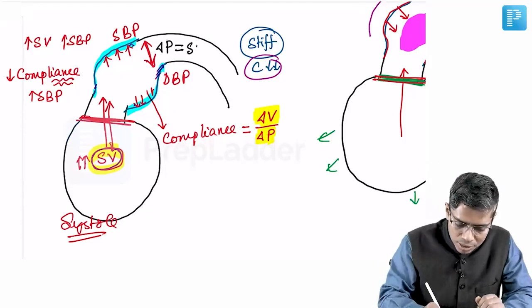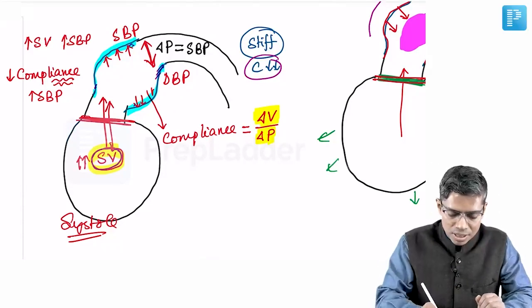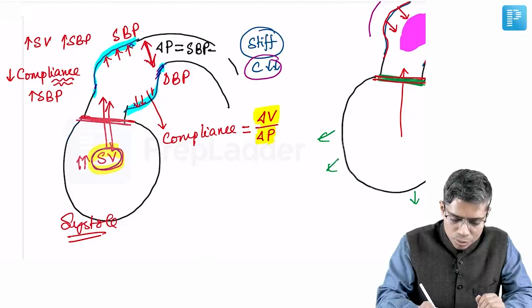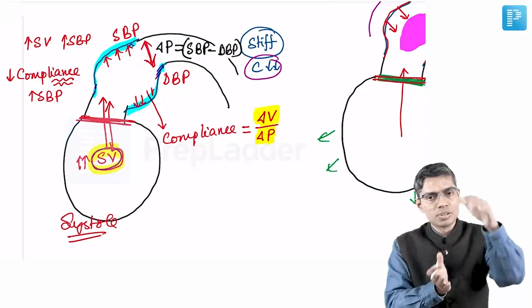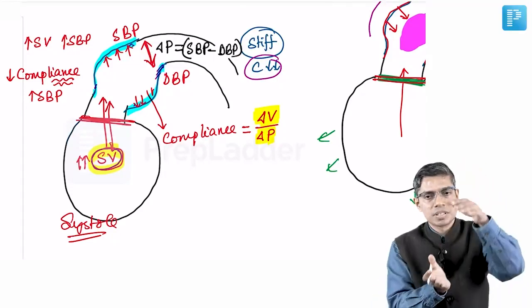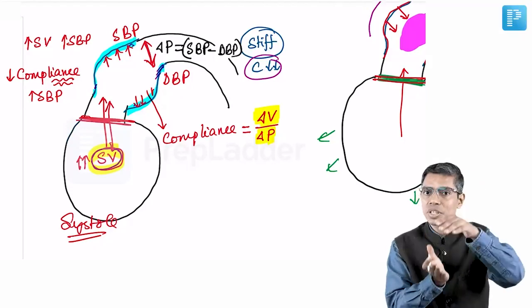So during systole, the pressure will rise to systolic blood pressure, and during diastole, the pressure will decrease to diastolic blood pressure. That means the change of pressure or delta P at the level of arch of aorta is between systolic blood pressure and diastolic blood pressure. Systolic, diastolic, that is the change of pressure.